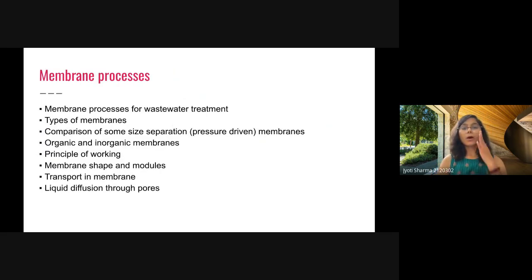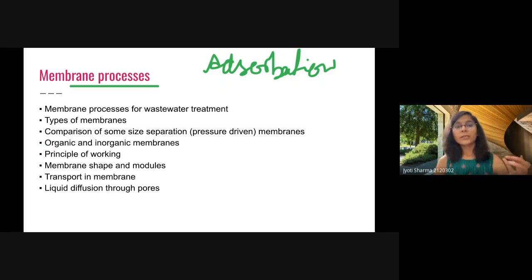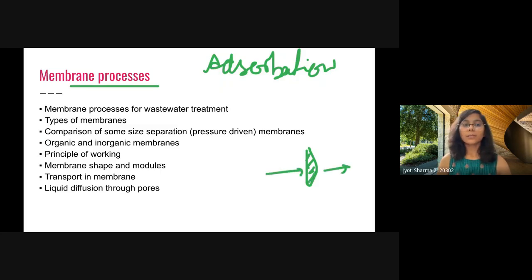Okay, so we talked about adsorption in your tertiary treatment, right? Now the next topic is membrane processes. So we can use membranes. A very simple example is that people sometimes use cotton cloths to purify the water, right? This is something known as the membrane process. So we do have membrane processes.